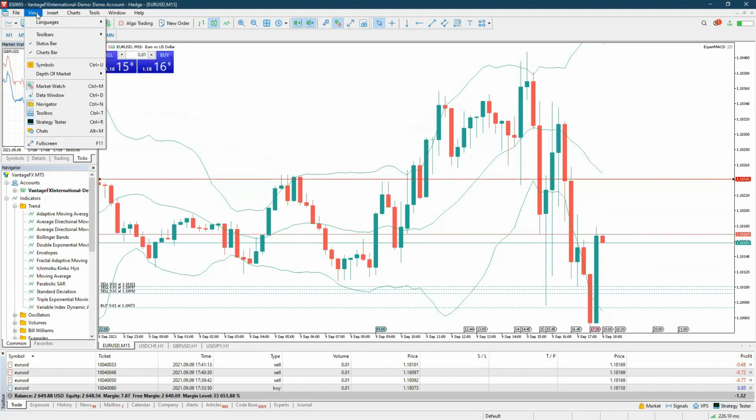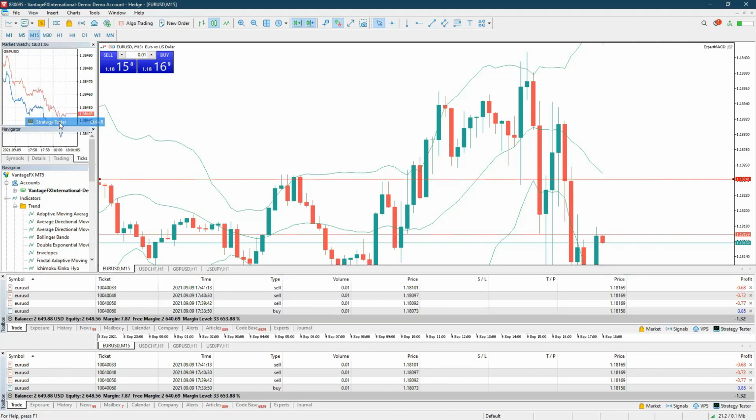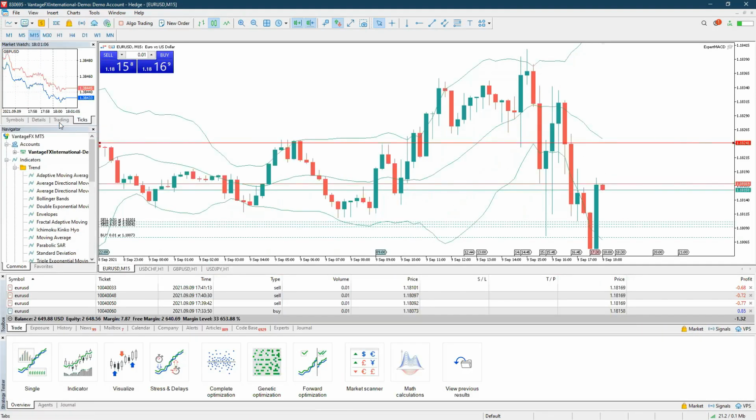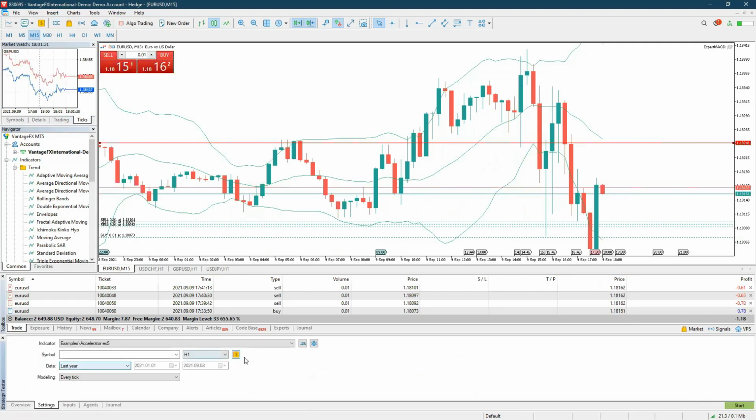Okay. So you come to View and then you see your strategy tester here. You could enable it this way, or you could just press Control R. So you enable the strategy tester. Now you want to test an indicator. On your strategy tester here, you just select the indicator you want to test.